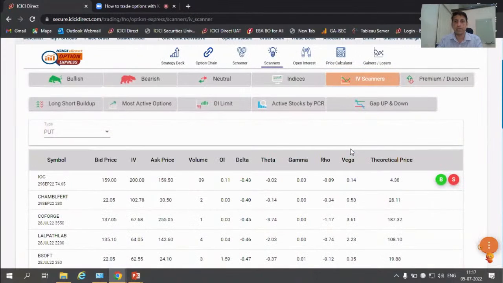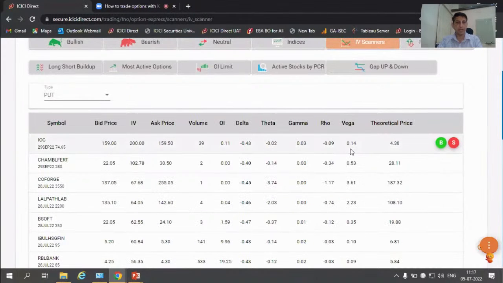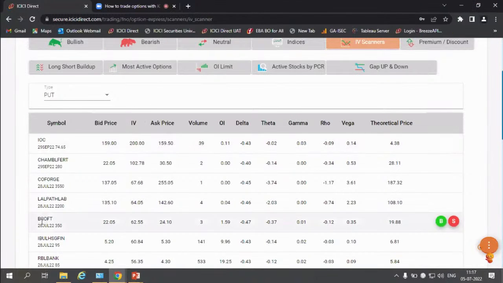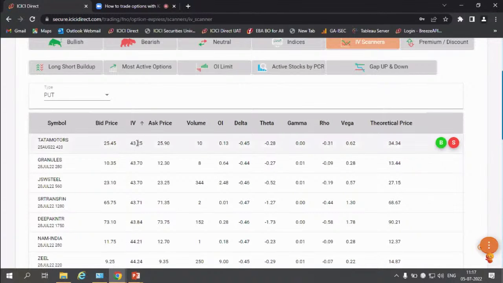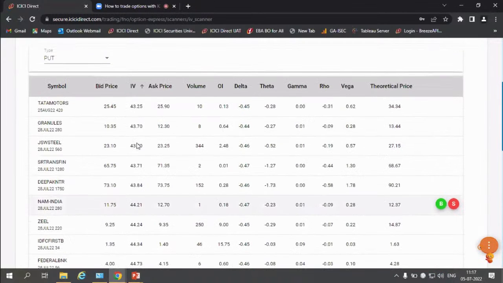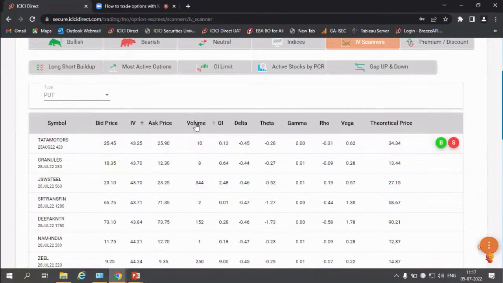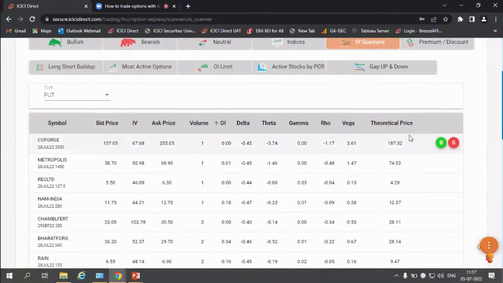Similarly, for the IB scanners, you can get information on implied volatility for all the scripts available out there. You will be able to see what the implied volatility is at the moment, and the volume, the bid price and the ask price. And if you want to trade directly from here, you will be able to trade it. It also gives you the theoretical price, which theoretically should be 187, but at the moment you can see the bid price is 137 and the ask price is 255, which is quite a wide difference, because this might be very illiquid.